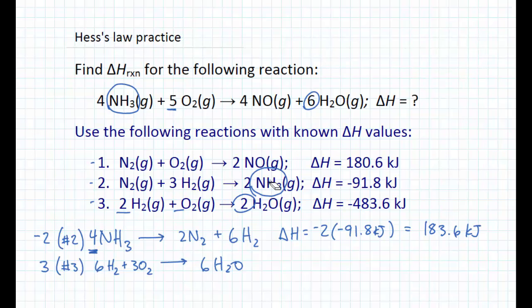Okay? So I did -2 times the reaction 2. So that's why, the negative just switches it. Okay? 2 became a 4. 1 became a 2. 3 became a 6. We said 3 times reaction 3. 3 times -483 point. Okay. Negative.